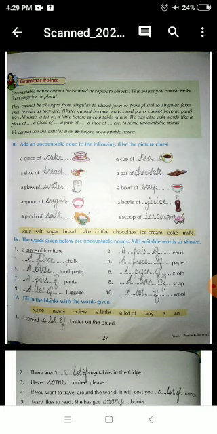So students, we have completed this chapter today. In the next class, we will start our revision. So just revise this chapter and do the exercises.